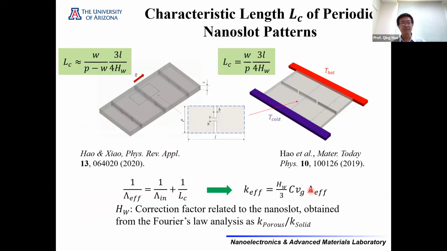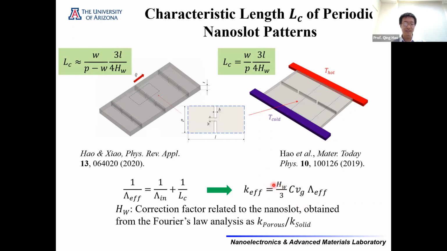In theory, we have developed a simple but accurate analytic model to predict the lattice thermal conductivities for nanoslot patterned thin films. First, we can calculate the characteristic length LC based on the geometry of the thin film. This LC will be used to modify the in-plane phonon mean free path inside the thin film. The obtained lambda effective will be plugged into the kinetic relationship to calculate the thermal conductivity. Here, C is the phonon specific heat, Vg is the phonon group velocity, HW is a correction factor that accounts for the reduced cross-section area inside the porous structure.